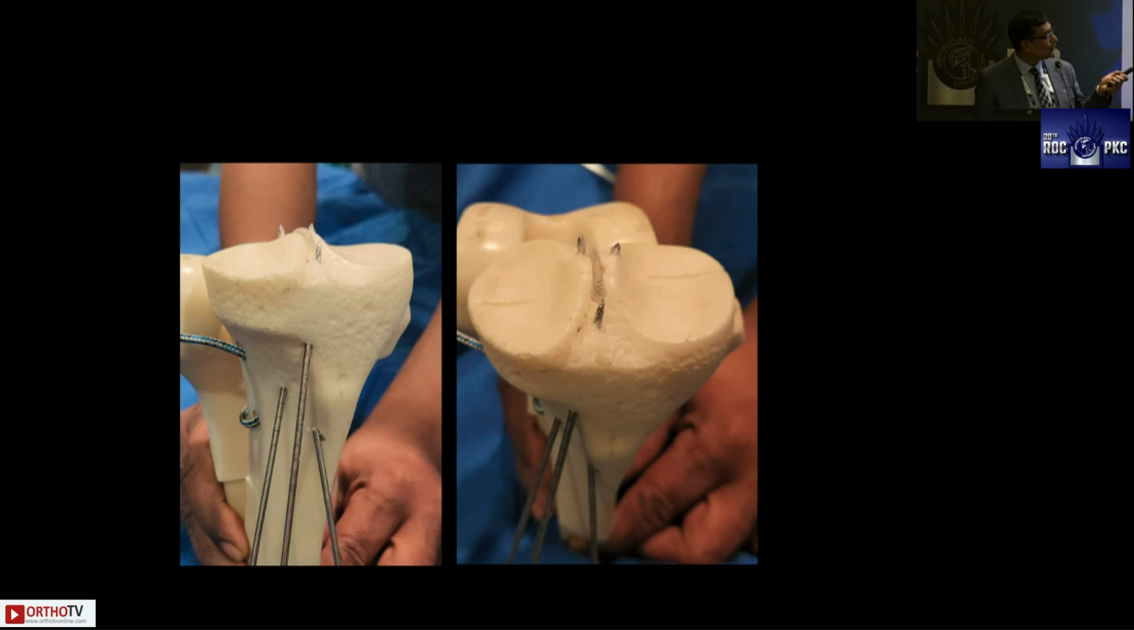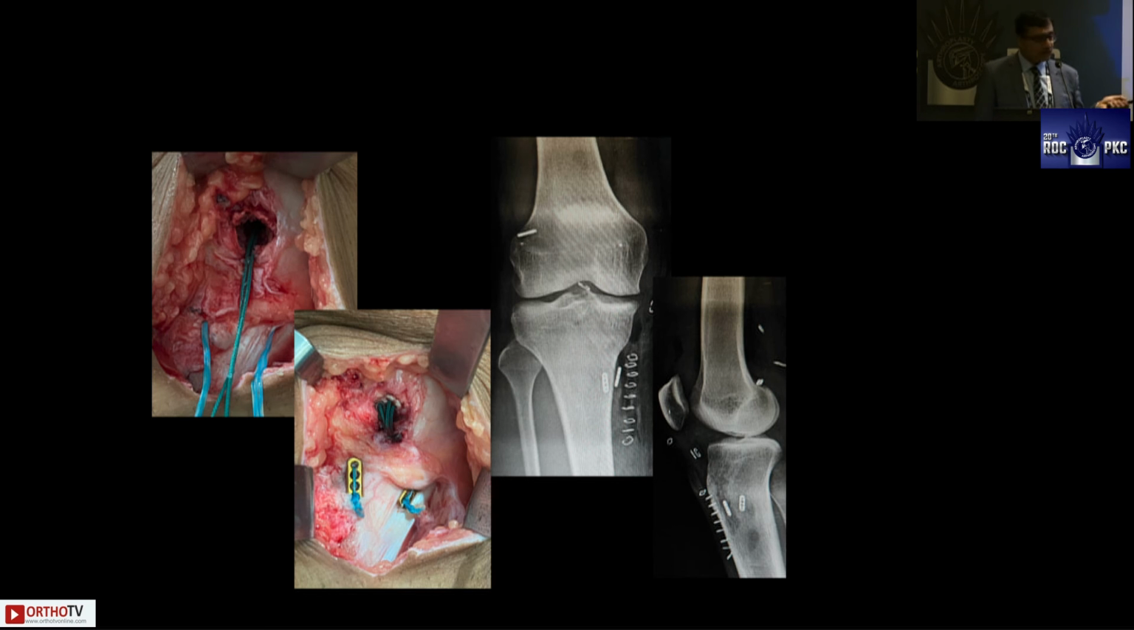And this is how you look at it from above. This is for ACL, this is for lateral meniscus, and that's for medial meniscus. And that's how it looks from outside. This is lateral meniscus, this is medial meniscus, and that's for ACL, and you can easily fix them and then go and do a slow rehab for them.